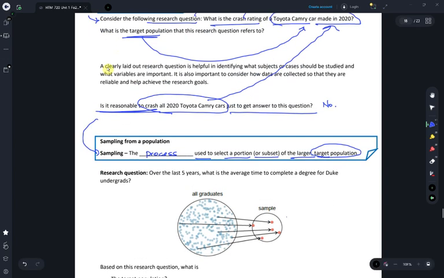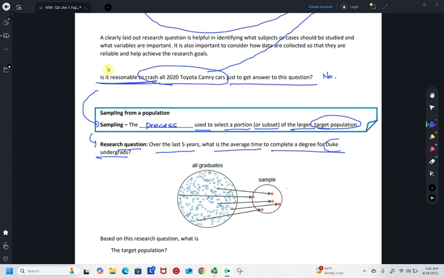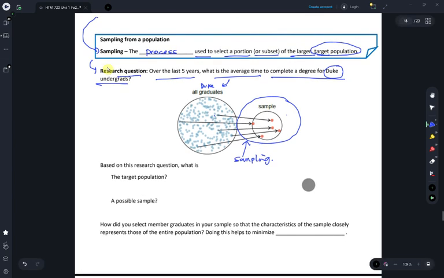So again, just to emphasize, if we have a research question that says, over the last 5 years, what is the average time to complete a degree for Duke undergrads? It is Duke University undergrads. Well, the population will be all Duke undergrads or graduates, and we'll take a sample from that population. This process of selecting the sample from the population is called sampling. And of course, the target population will be all Duke graduates, and the possible sample can be drawn from that population.